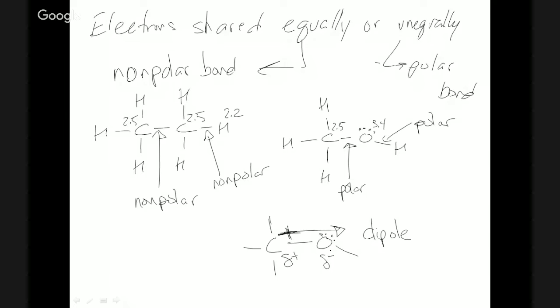Again, tremendously important concept. Polar bond, dipole, dipole moment, partial charges, etc. There's not a carbocation at carbon. There's a partial positive charge. There's not an anion at oxygen. There's a partial negative charge. Okay.